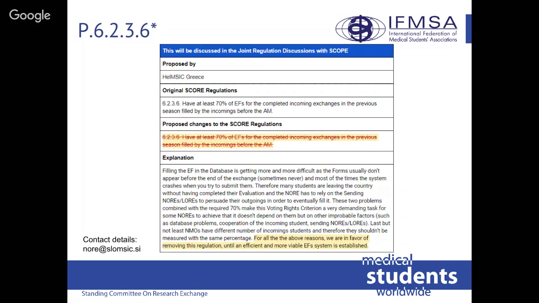These two problems combined with the required 70% make this voter right criteria a very demanding task for some Noris to achieve, that it doesn't depend on them but on other improbable factors, such as database problems, cooperation of the incoming students, sending Noris or Loris. Last but not least, NMOs have different numbers of incoming students, and therefore they shouldn't be measured with the same percentage. For all the above reasons, we are in favor of removing this regulation until an efficient and more viable EF system is established.